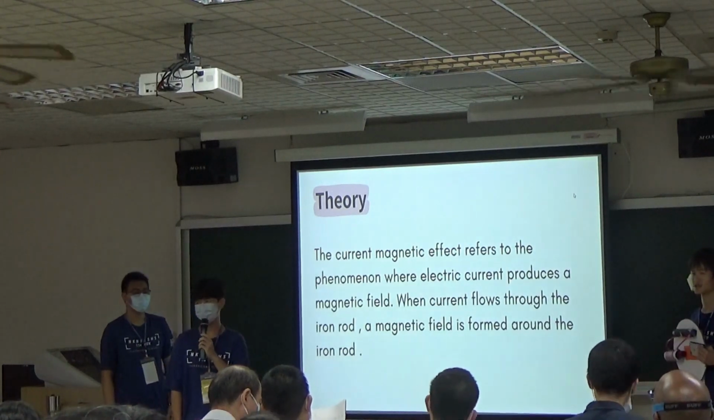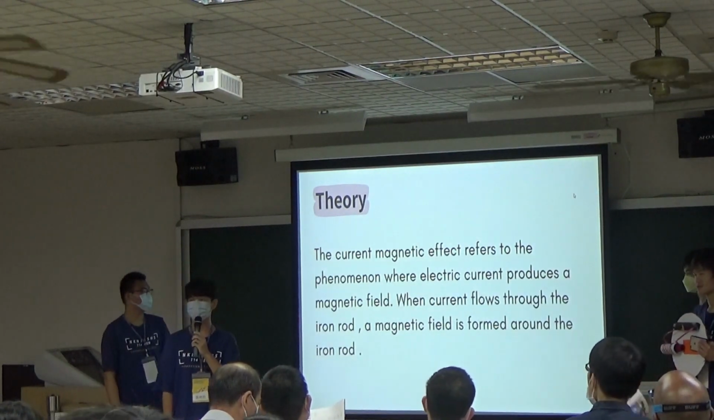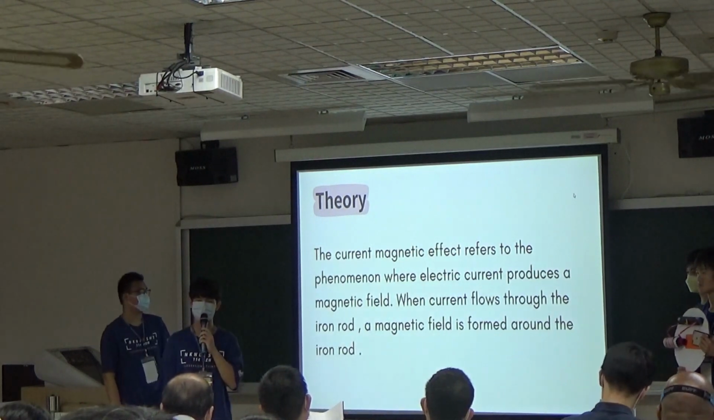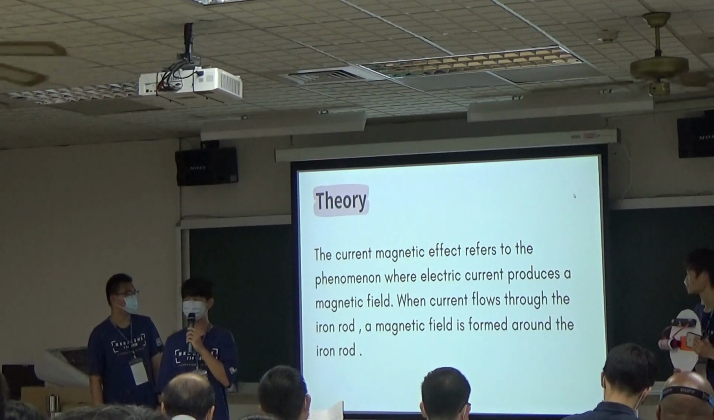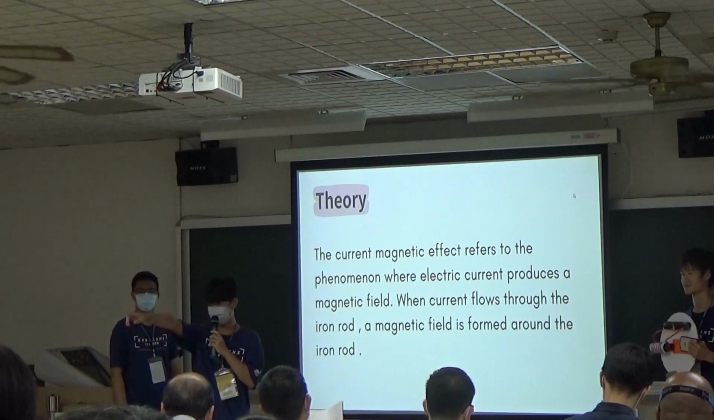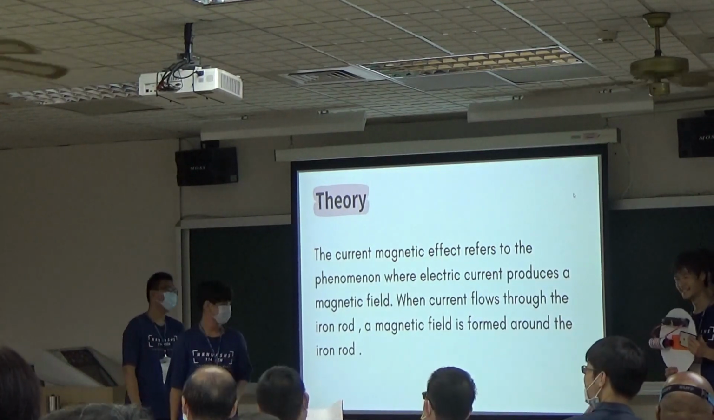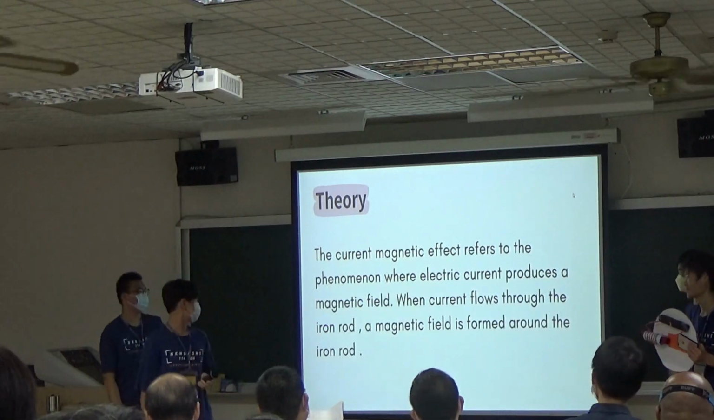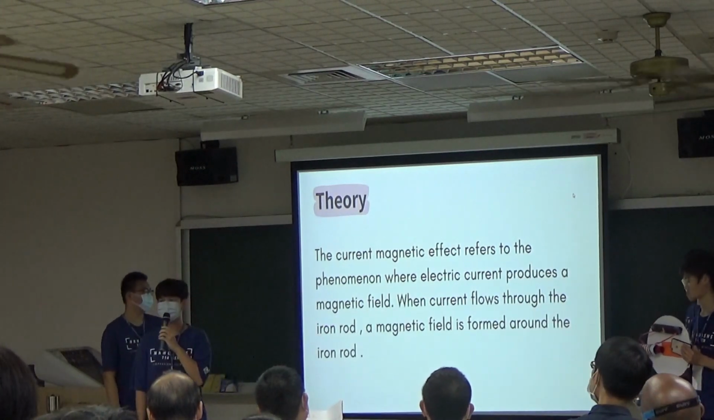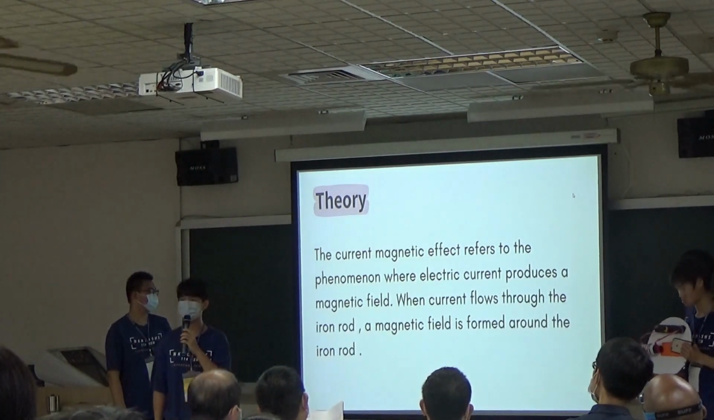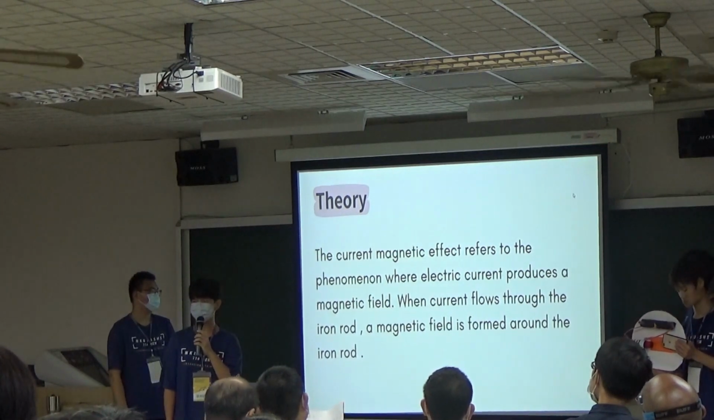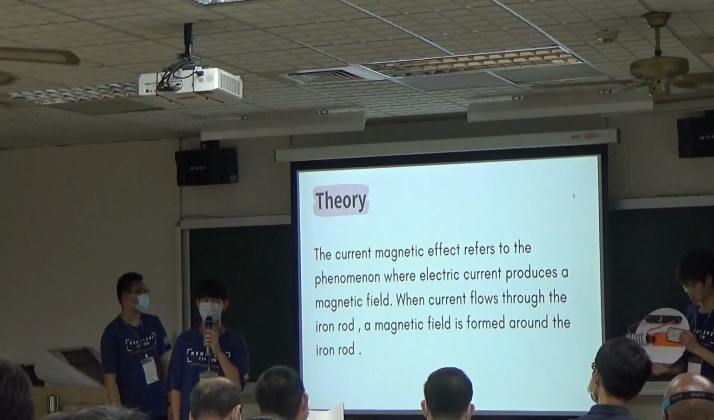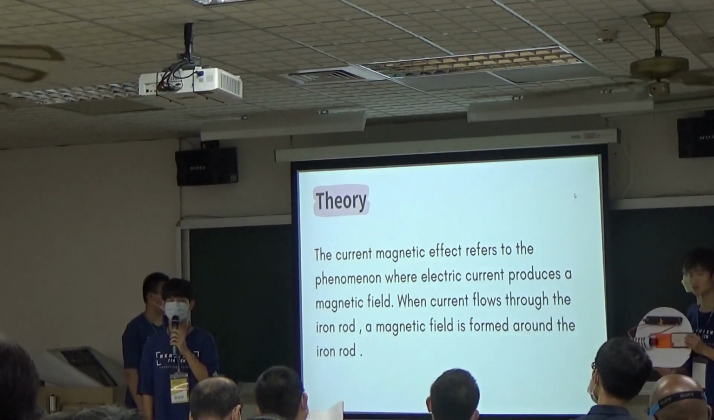The change in electric field is accompanied by the generation of a magnetic field. 也就是电流产生磁场。Did you guys know it? Yes, you are right. Okay, let me briefly explain the principle. The current magnetic effect refers to a phenomenon where electric current produces a magnetic field. When the current flows through an iron rod, a magnetic field is formed around an iron rod.